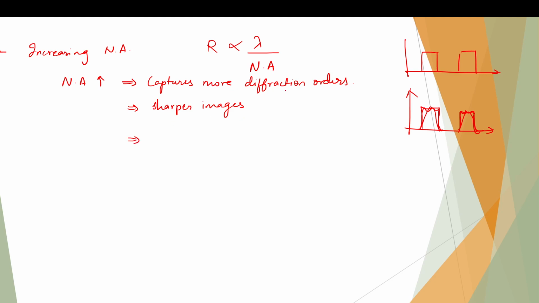Also that will make sure that we are capturing more light. If we are capturing more light, that means we will get brighter images. Brighter images means it is easier to expose the wafer, so the photoresist will get exposed easily.